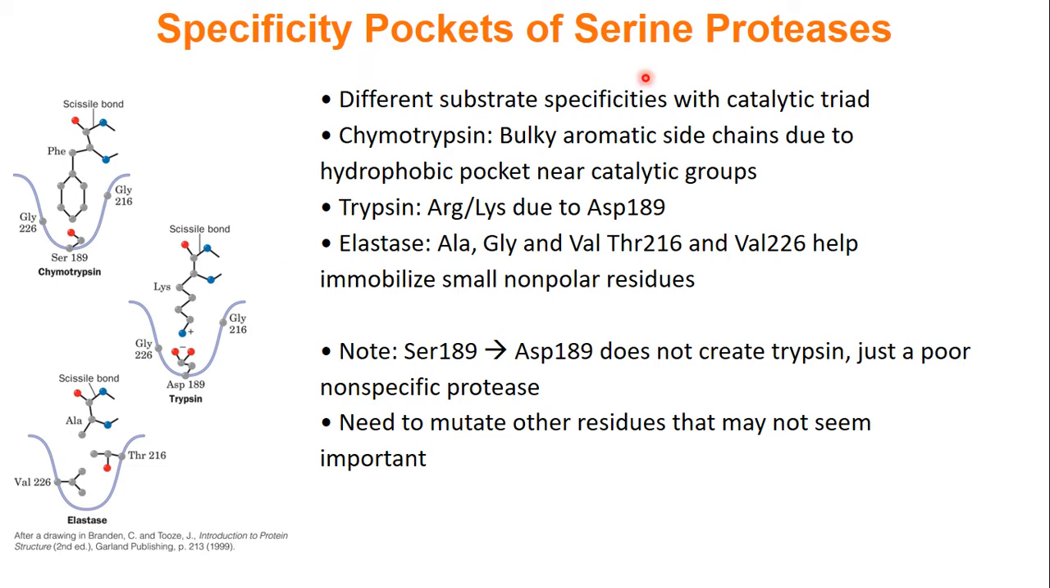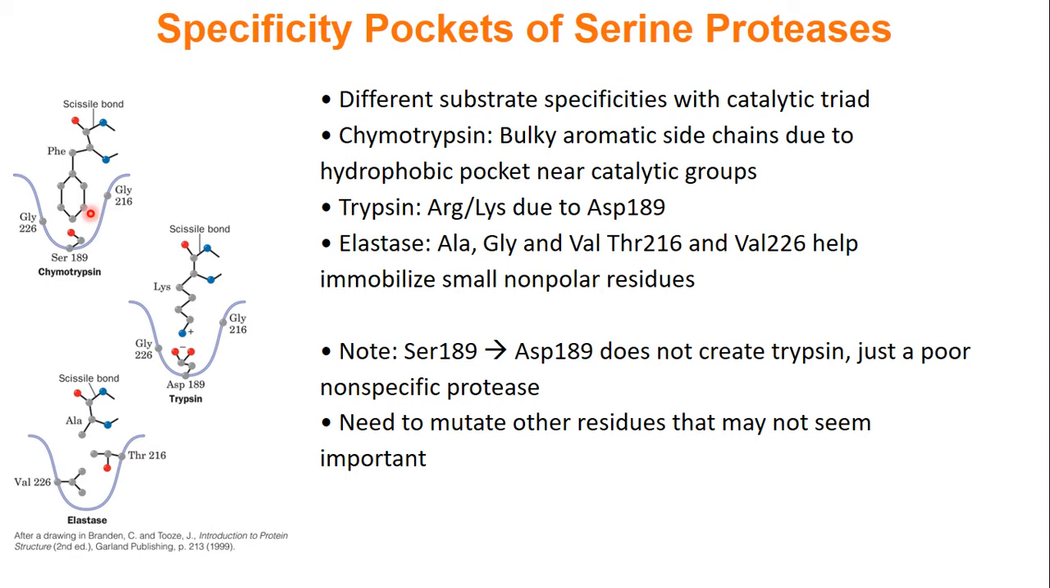Different substrates only react with certain catalytic triads. Chymotrypsin only works with bulky aromatic side chains because you have a hydrophobic pocket near the catalytic group. This hydrophobic pocket will cause the big bulky rings to bind there, and you can chop your bond here to destroy your protein. Trypsin chops after lysine and arginine because in its specificity pocket you have an aspartic acid, while elastase will cut small hydrophobic amino acids like Ala, Gly, and Val because its pocket has small nonpolar residues to help stabilize this.